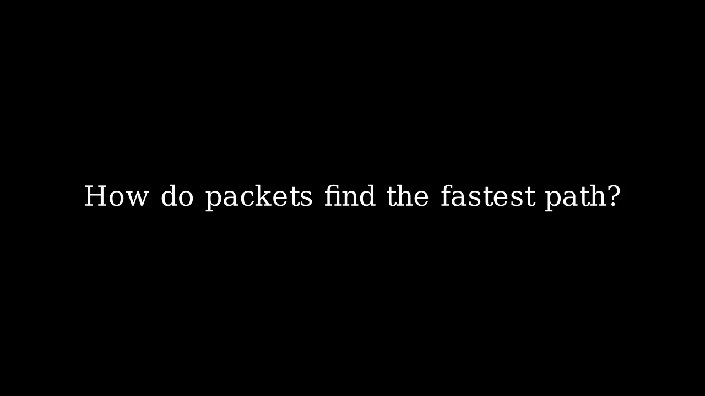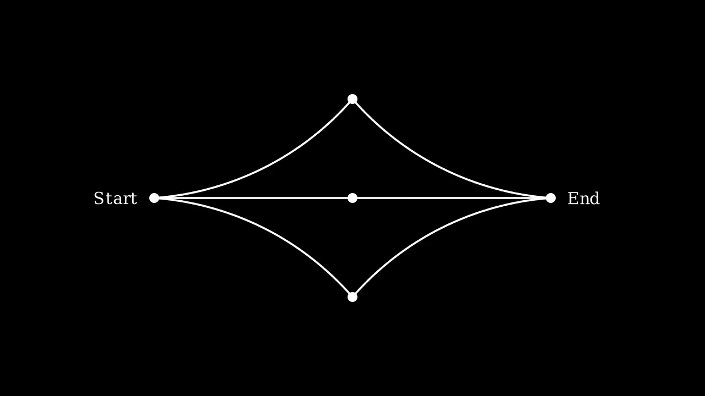Imagine you are at the start of a network of routers trying to send data to the end. You have 3 distinct routes to choose from. Notice how the direct path is red, the top curved path is yellow, and the bottom one is green.